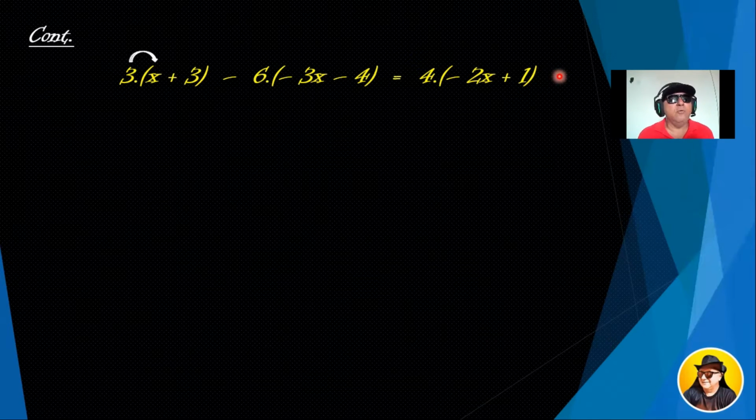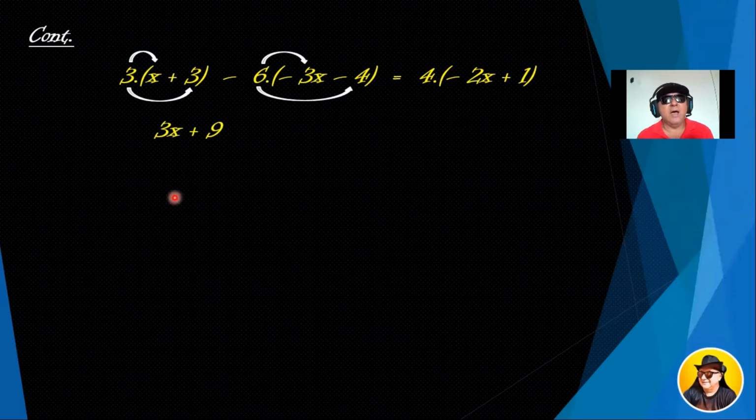So let's go over and under. Let's multiply. 3 times x, 3x, and 3 times plus 3 is plus 9. So I have something like this: 3x plus 9. And here, minus 6, I go over and I go under. Minus 6 times minus 3x gives us plus 18x. And minus 6 times minus 4 gives plus 24.